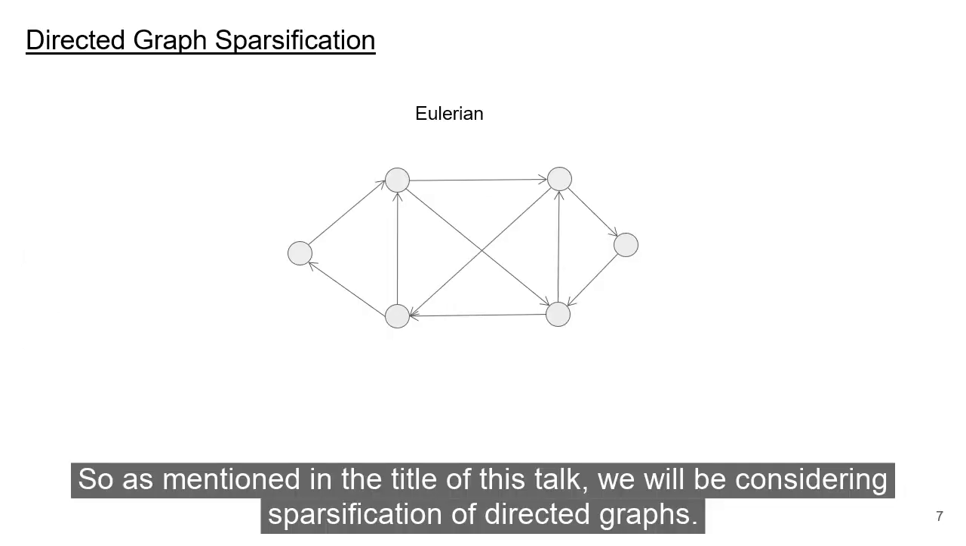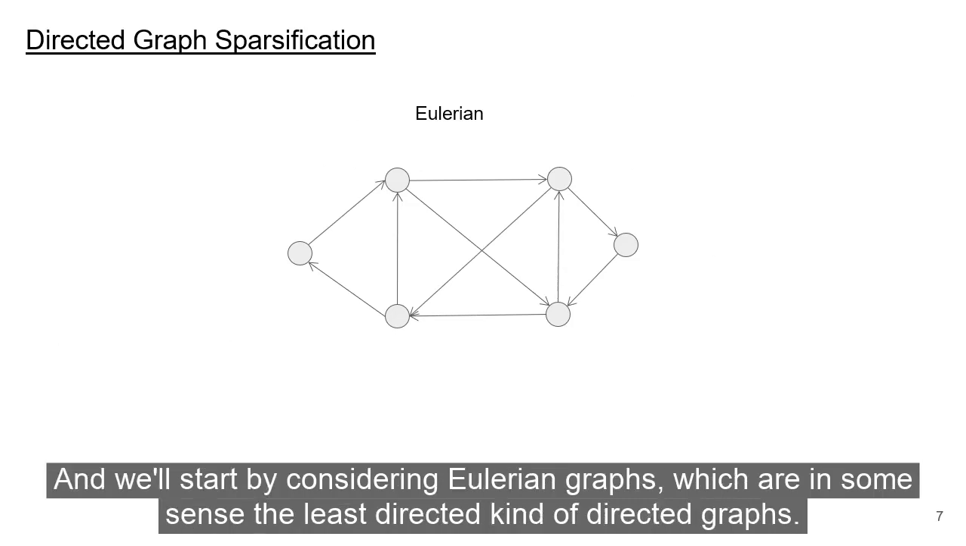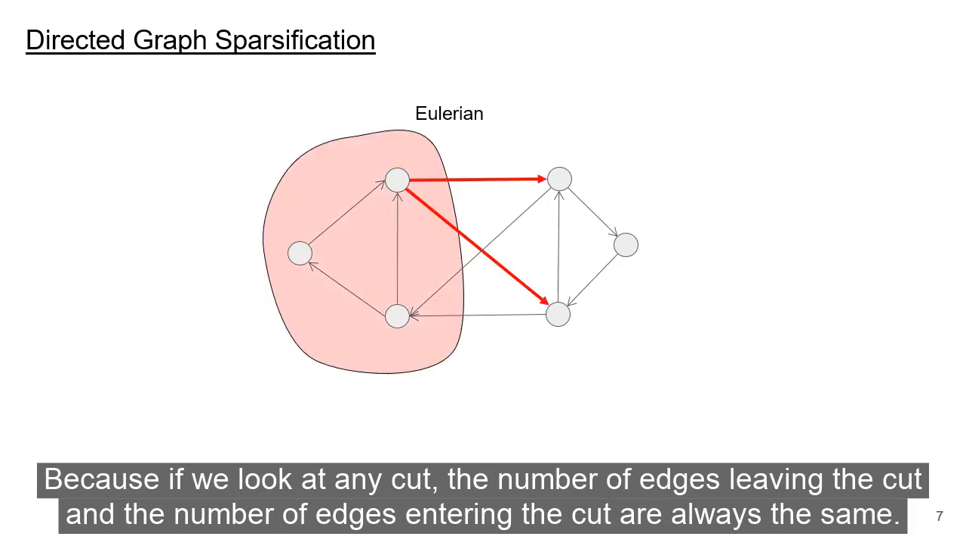So as mentioned in the title of this talk, we'll be considering sparsification of directed graphs. And we'll start by considering Eulerian graphs, which are, in some sense, the least directed kind of directed graphs. Because if we look at any cut, the number of edges leaving the cut and the number of edges entering the cut are always the same.